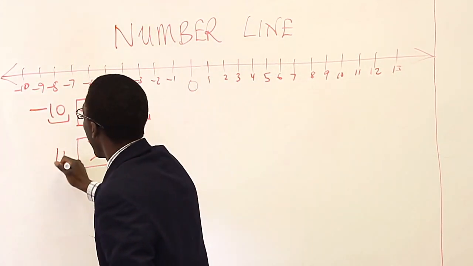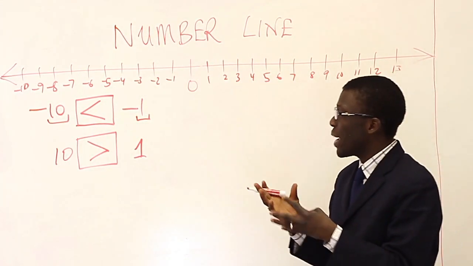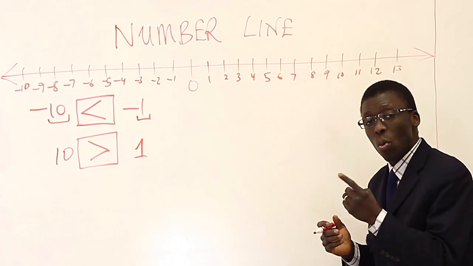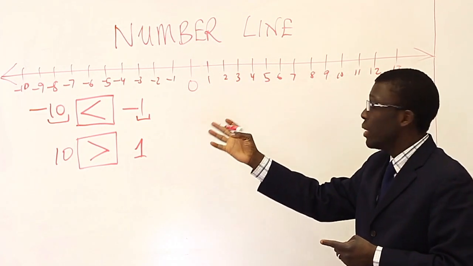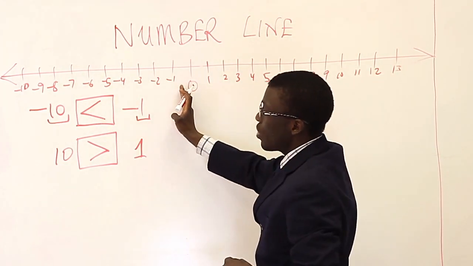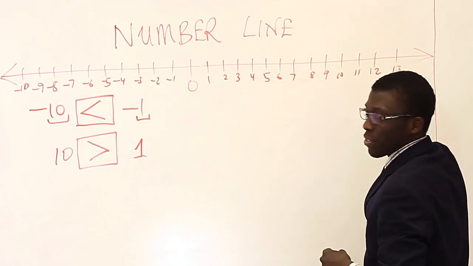But let's look at 10 and 1. Well, 10 is greater than 1, right? So pay attention to how the number line helps us with that. Now, we can use the number line for a few things. Number one, we can use it to compare. The closer you are to 0, the bigger you are than all those. That goes to negative infinity, and this goes to positive infinity.